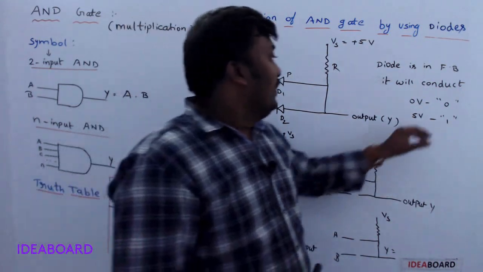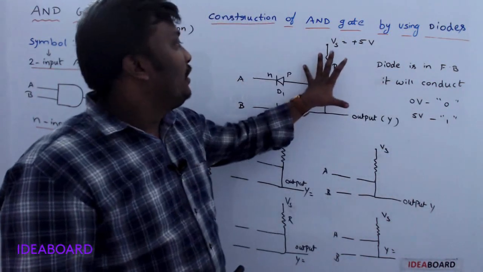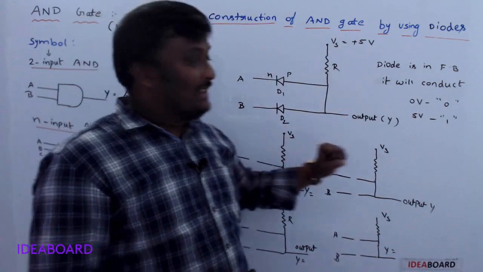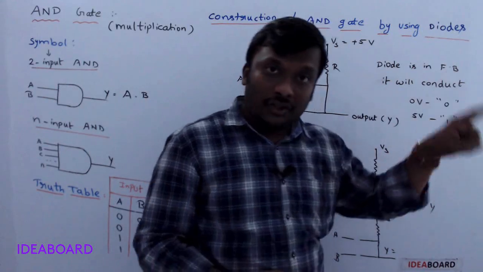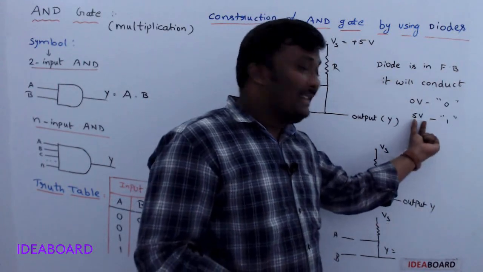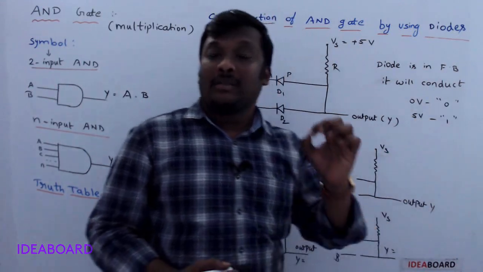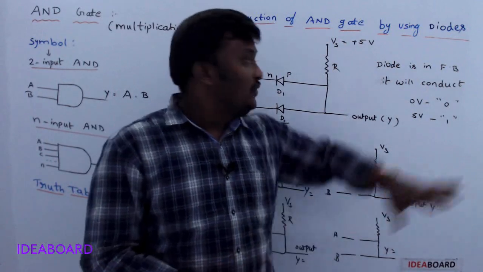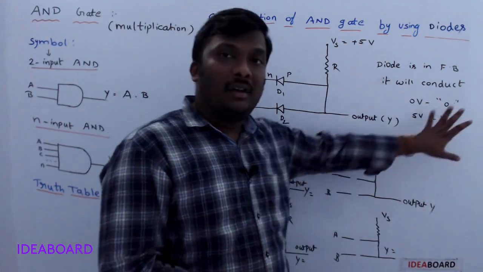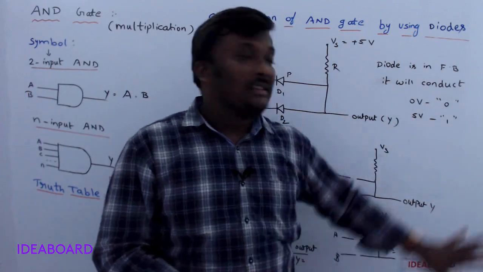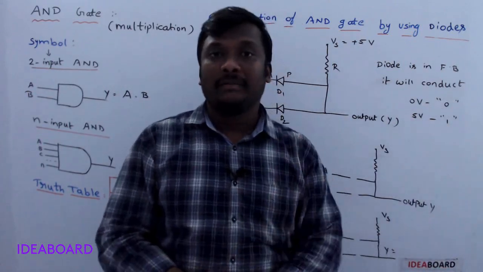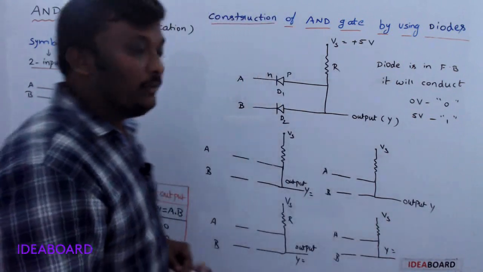Understand? So in this explanation, towards the voltages, if 0 volt is there, the binary operation is 0, and if 5 volt is there, the binary operation is called 1. If you get 0 volt at the output, the binary value is 0. If you get the output as 5 volts, then the binary value is 1. Understand? Let us see now.